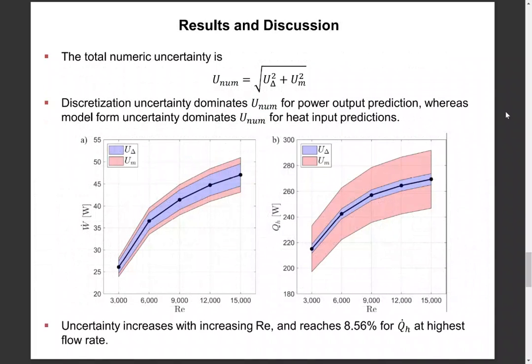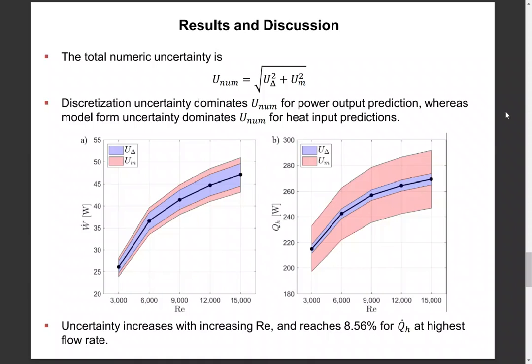The total uncertainty is calculated as the square root of the sum of the squares of each uncertainty. If we look at power output and heat input over a range of Reynolds numbers, we see the following. For power output predictions, discretization uncertainty dominates the total uncertainty. It is seen that discretization uncertainty plays a major role in the uncertainty of system response quantities within the solid domains. Conversely, model form uncertainty substantially contributed to the total uncertainty of heat input predictions.